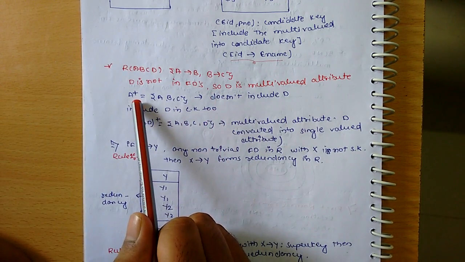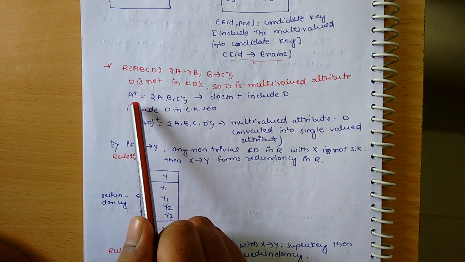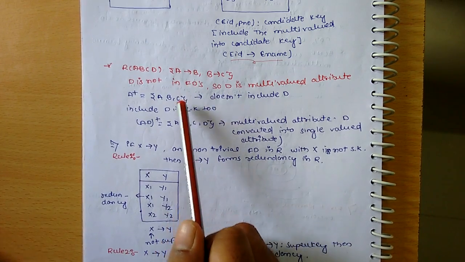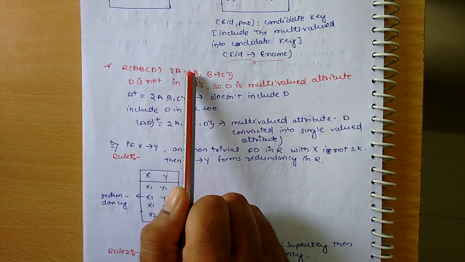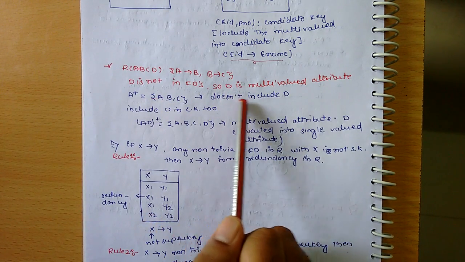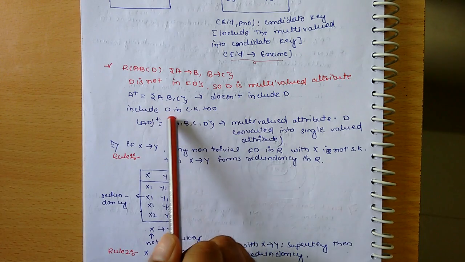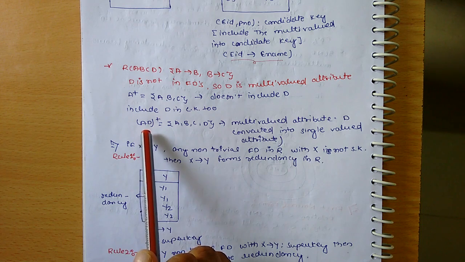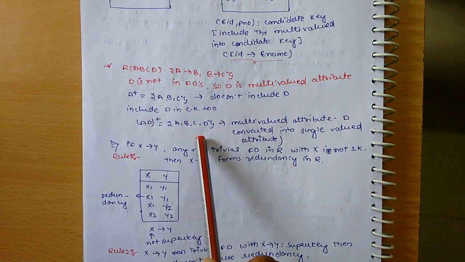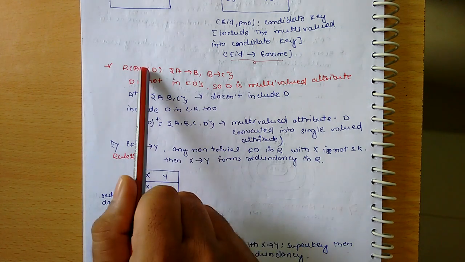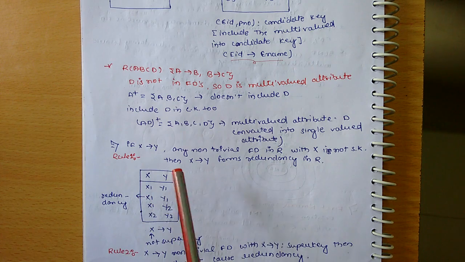It means nobody can derive D. So if I find the attribute closure of A, then A can derive only A goes to B, B goes to C. It means A can derive only A, B, C, but it does not include D. So we have to keep D always with other attributes to form a candidate key. Now AD is the candidate key for this given relation. Okay.